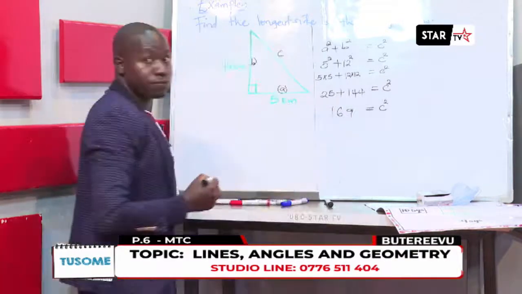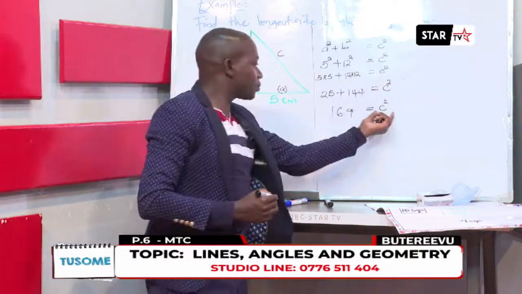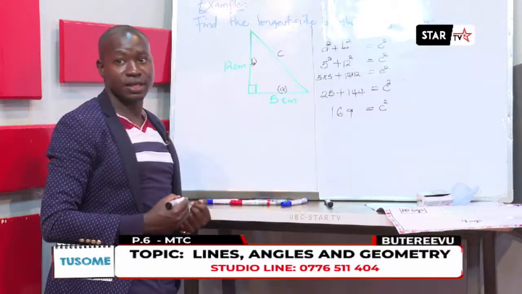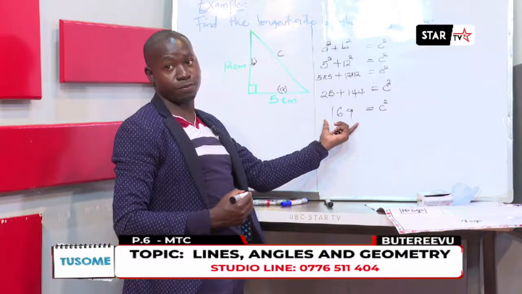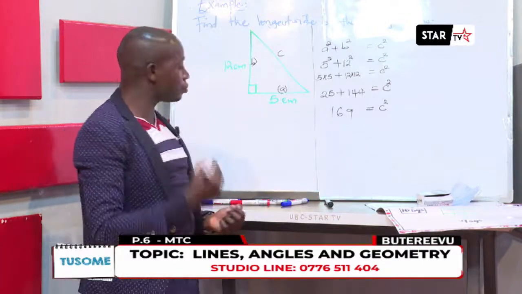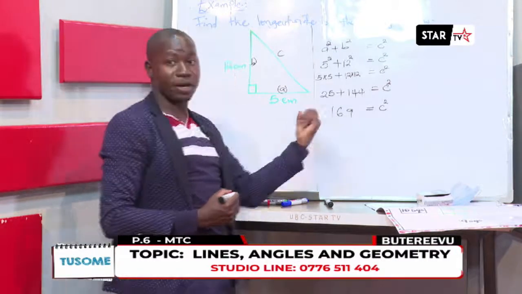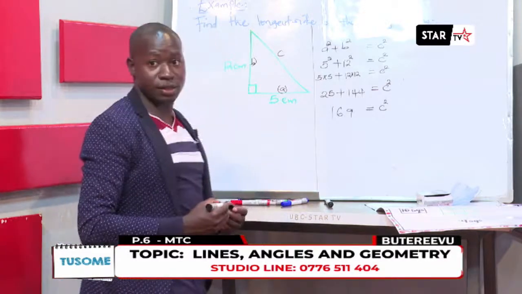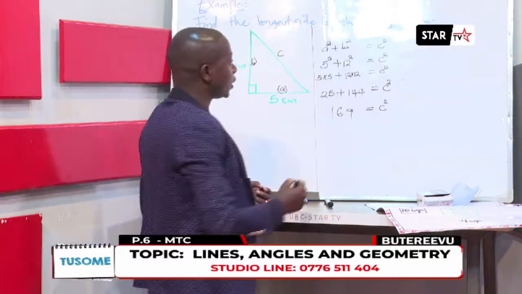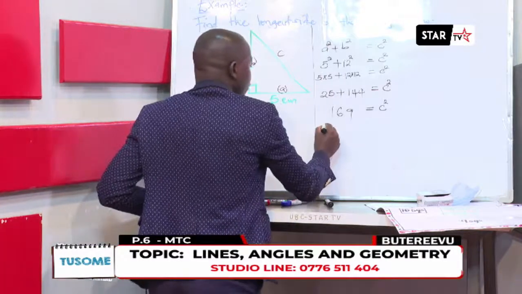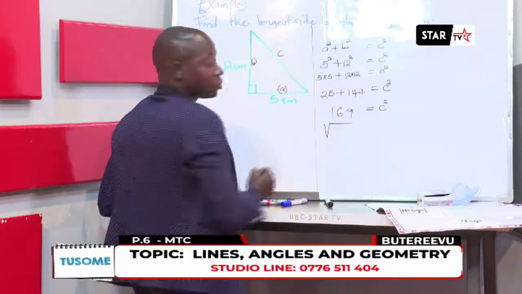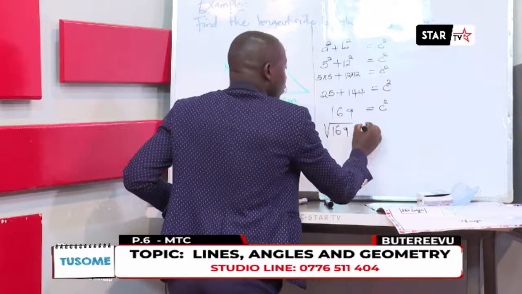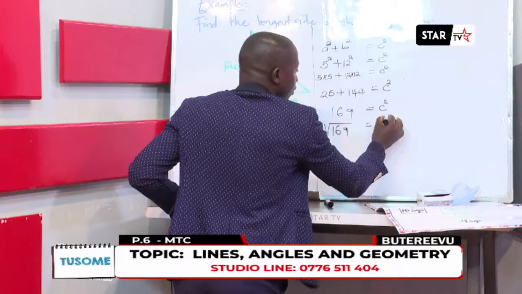But we need the value of C. C squared is C times C. Now, what number do we multiply by itself to get 169? It means when we reach this step, we ask ourselves which number we multiply by itself to come up with 169. We may not be able to predict the number there and then. Rather, we introduce the root sign. So we find the square root of 169, and also the square root of C squared.